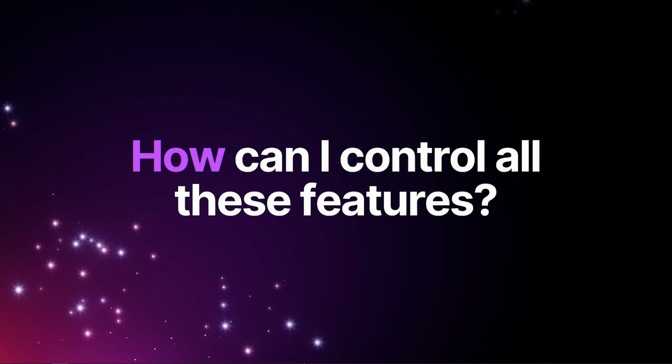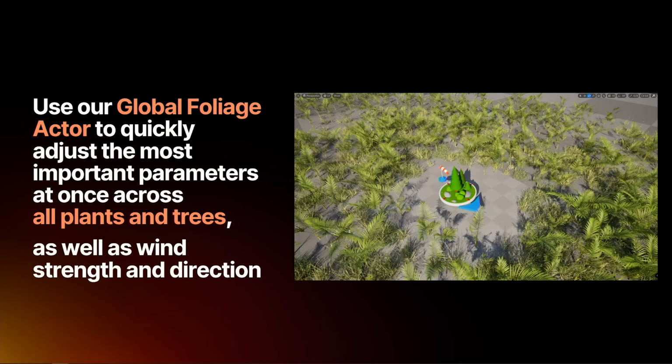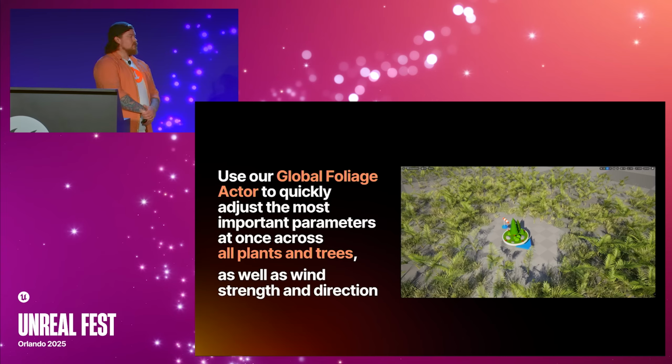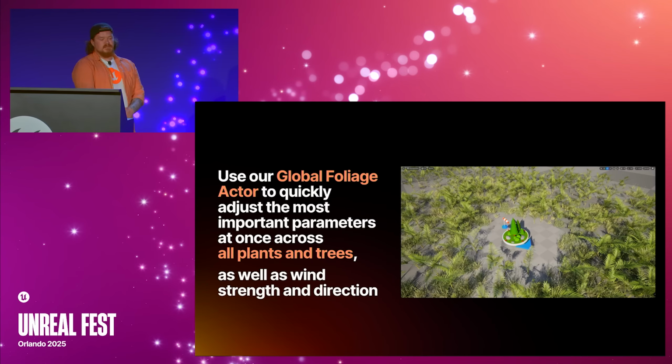So how do we then control all these features? We have a global foliage actor that comes with the Fab content. This one houses some of the high-level art direction parameters you want to access globally, like wind, both strength and speed. Also, you can control trees and plants separately, and also control the health parameters and even drive the global color variation. All in one stop shop.